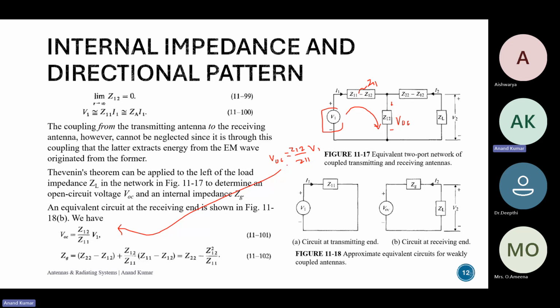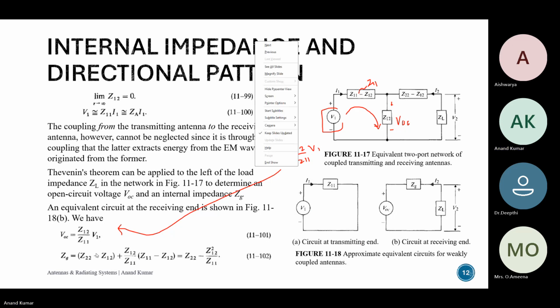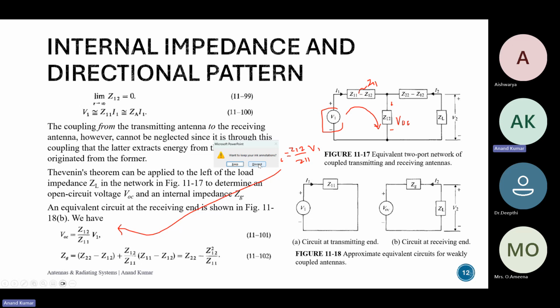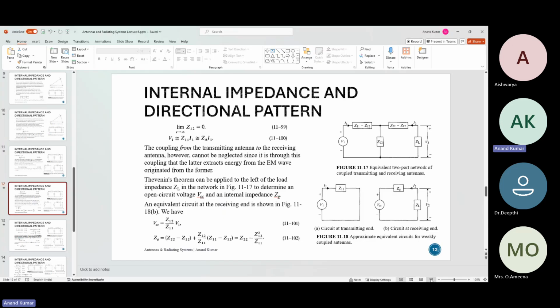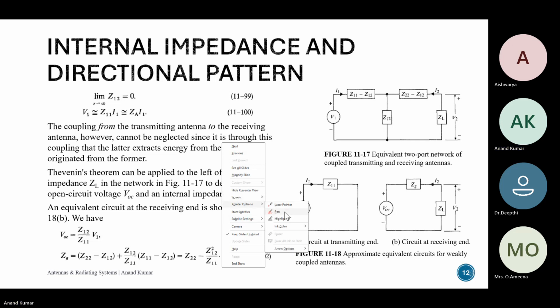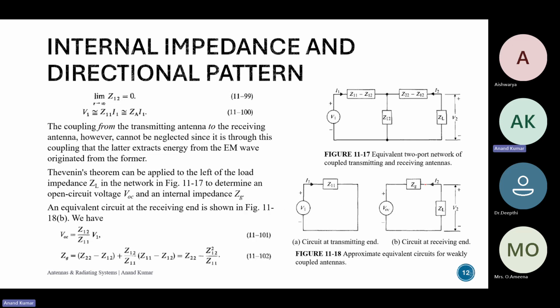And for ZG, similarly, it will require a little more mathematics than this. So let me just clear the slide. Or maybe just exit, discard, and enter it. Okay. And for ZG, let's try to calculate ZG as well.